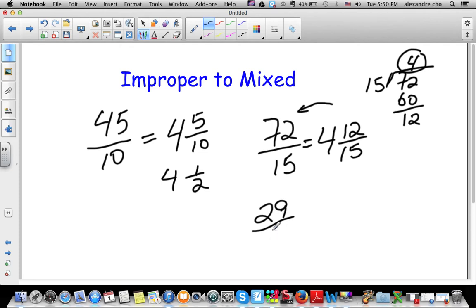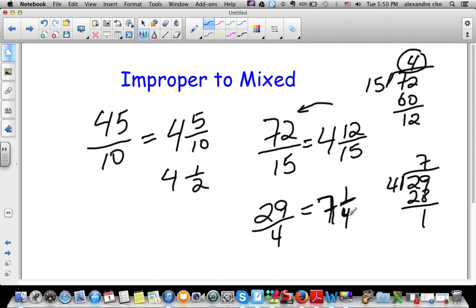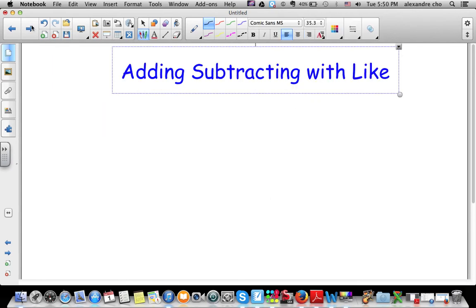Okay, another one, let's do an easier number. 29 over 4. 4 goes into 29 7 times, 1 left over 4. Let's do division here just to show you. That's 29 divided by 4. Let's see if that works. 4 goes into 29 7 times, which is this whole number right here. Okay. And you have a remainder of 1, which is your numerator right here. And 4, because the denominators don't change. Okay, so very briefly, how to change an improper to mixed.